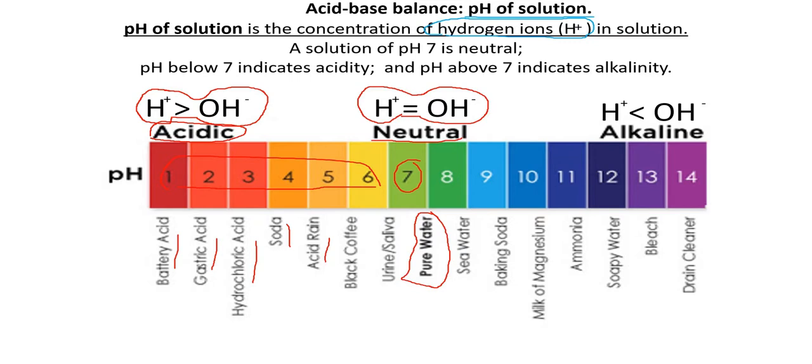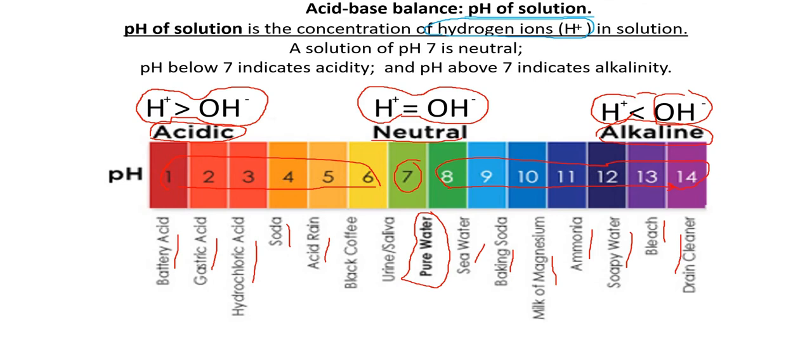But if a solution has pH more than 7, in this case, this solution will be an alkaline or basic solution, and it means it will have more hydroxyl ions compared to the hydrogen ions. Examples of this: drain cleaner, bleach, soapy water, ammonia, milk of magnesia, baking soda, and seawater.